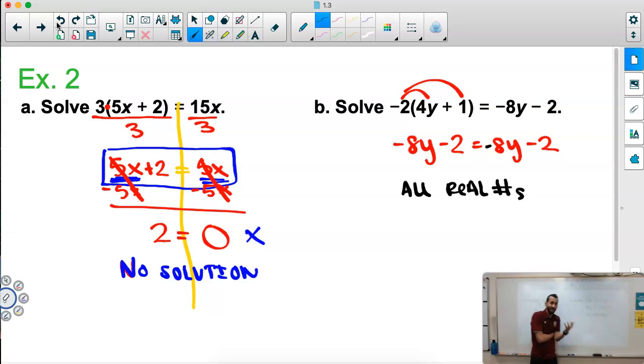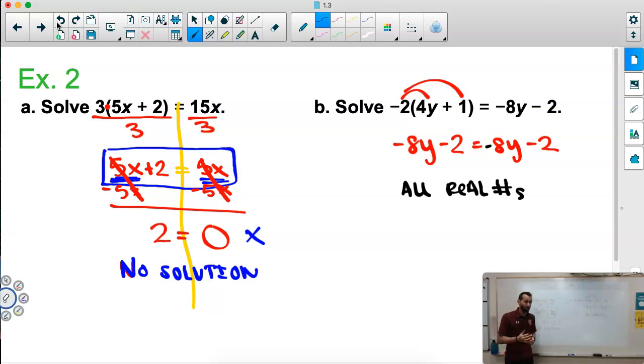Again, what they're asking us is, what value could you plug in for y that would make the left side equal to the right side? Well, if they're the exact same thing on both sides, you could plug in any number you want to. I could plug in 1 and it's going to work. I could plug in 18 and it's going to work. I could plug in 2,955 and it would work. So you write all real numbers, okay? So these are the two crazy, weird situations that you might run into, okay?